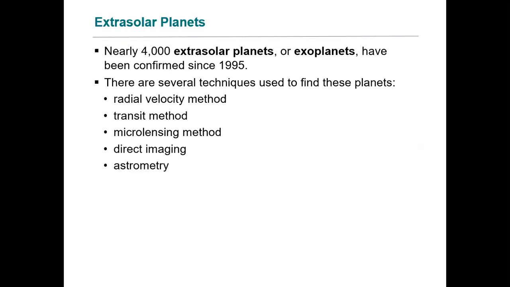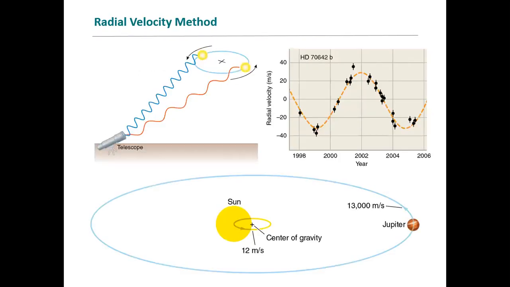To date, we found, and I think it's even quite a bit higher than this, I think we're over 5,000 now, 4,000 extrasolar planets or exoplanets since 1995. We're actually finding them, the Kepler telescope is finding a ton of those now. We found them several ways: the radial velocity method, the transit method, microlensing method, direct imaging, and astrometry. So we're going to go over these a little bit.